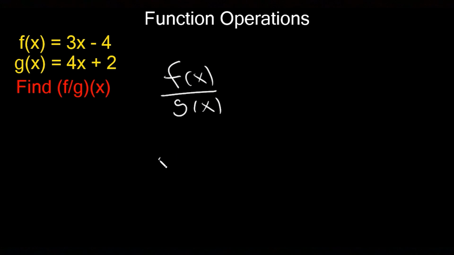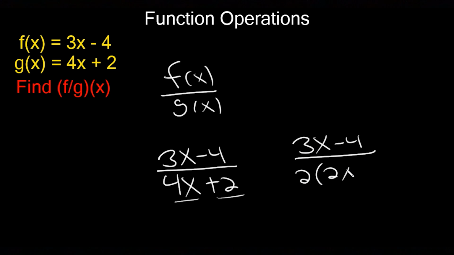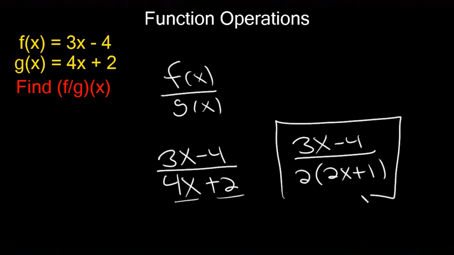F of x is 3x minus 4, so 3x minus 4, over g of x, which is going to be 4x plus 2. From here, you want to see if you could possibly factor and see if a factor will cancel out. So for example, if you look at your numerator, there's nothing I can factor out, but on my denominator, I could factor out a 2 between the 4x and the 2. So I could rewrite it as 3x minus 4 over 2 times 2x plus 1, okay? Now, on this one here, nothing is going to cancel. I do not have a common factor. Nothing will cancel, right? So this right here is going to be my final answer, okay?